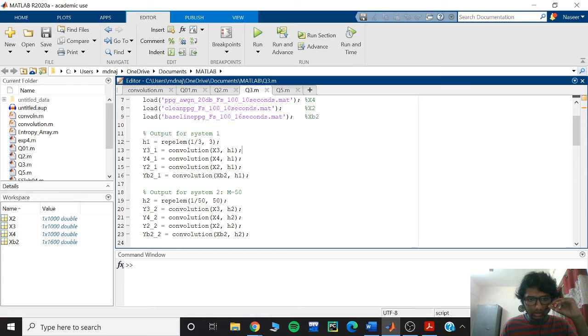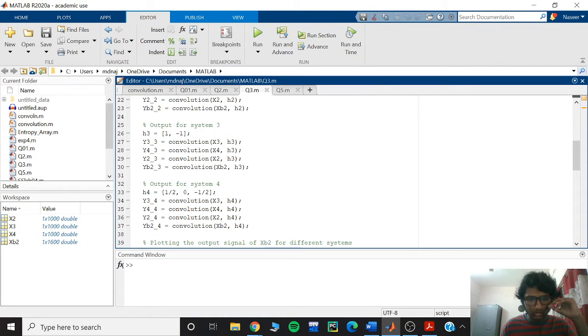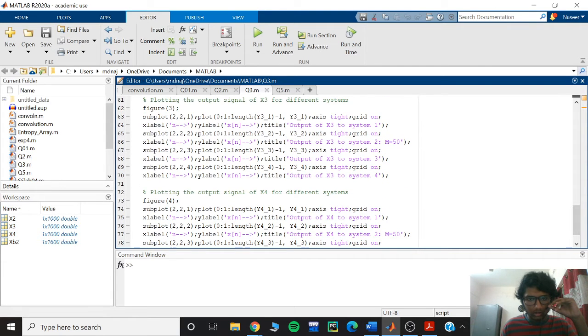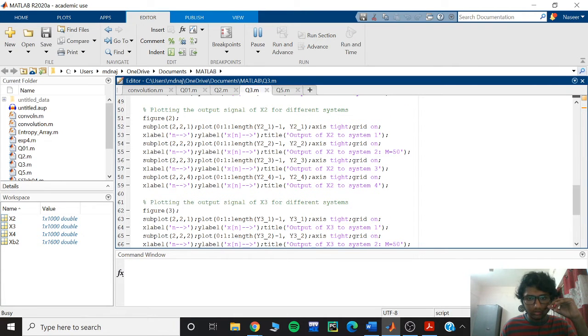So these are the output signals for system 1. Similarly, this is for system 2, system 3, and system 4. And now I'll be plotting these four signals here. Plotting the output signals over here.